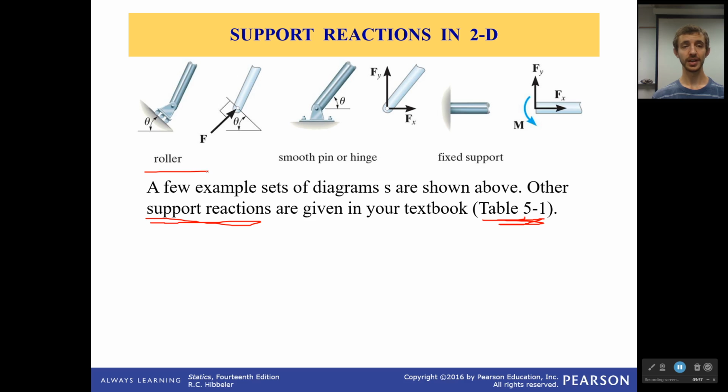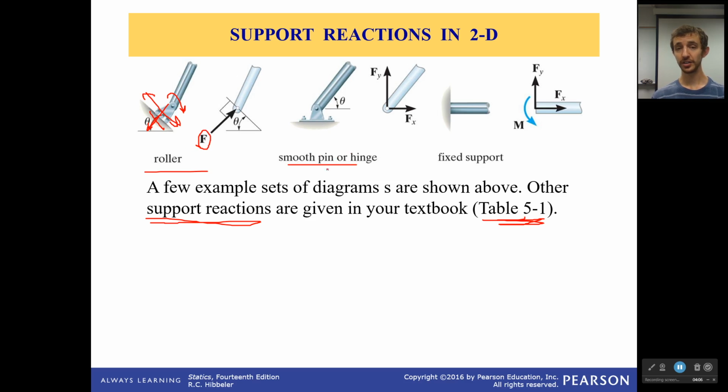One is a roller. A roller can move back and forth, okay? And it can also rotate freely. What it can't do, though, is go into this. It's not a ghost roller. It can't magically go into the floor, so it's not allowed to do that. So as you can see, it will have a reaction force that resists it directly perpendicular to the ground that it's on. The second one is a smooth pin or hinge.